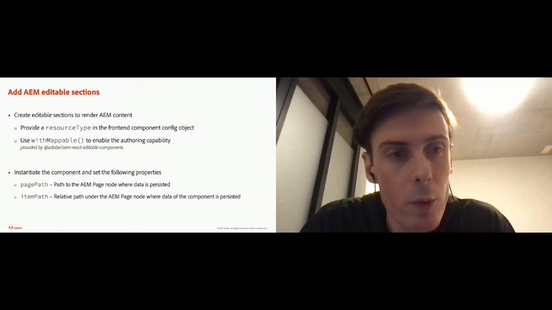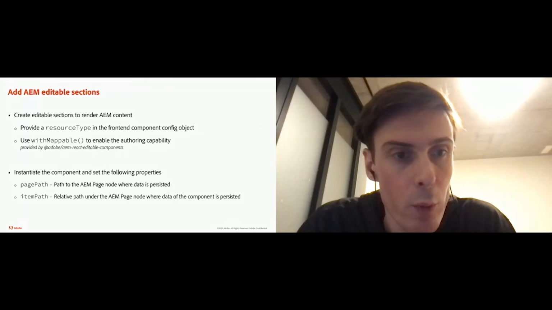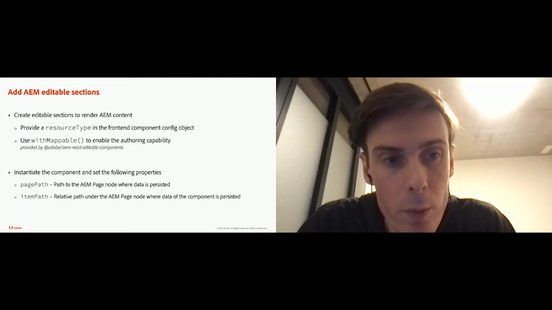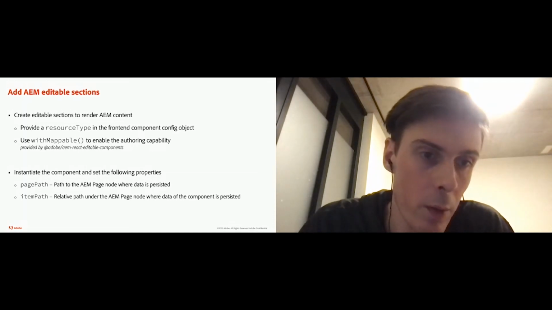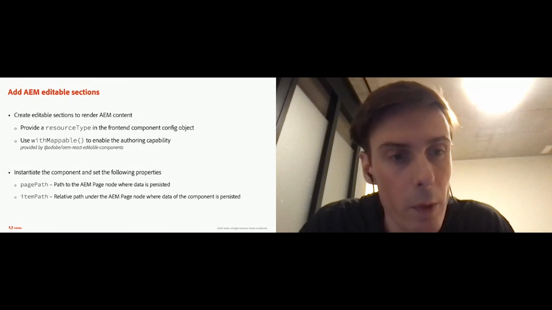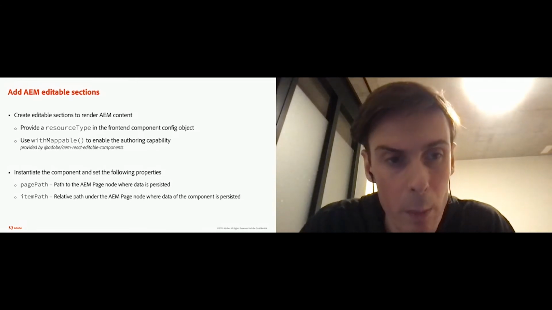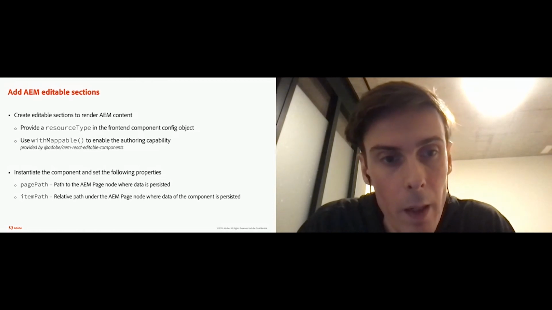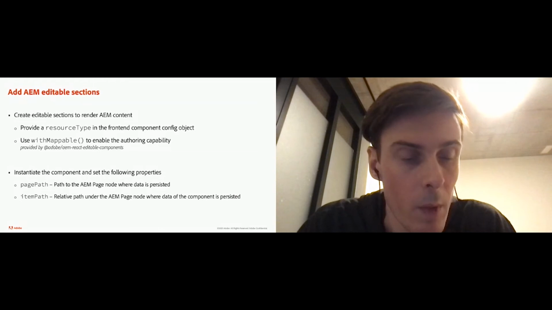Then to create an editable section, you will be required to provide a resource type from which the mapping can be done between the front-end presentation logic and the back-end logic first. And we will also require you to use this with the mappable that we are providing. And basically that is enabling the authoring capability.